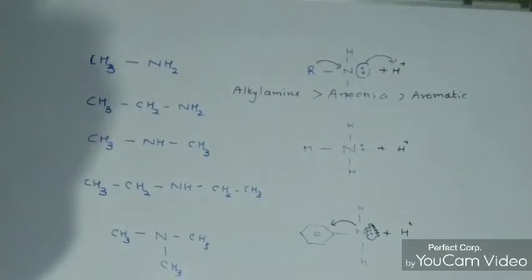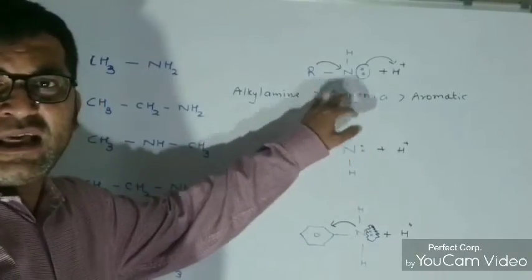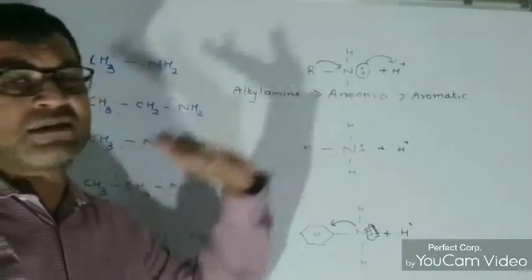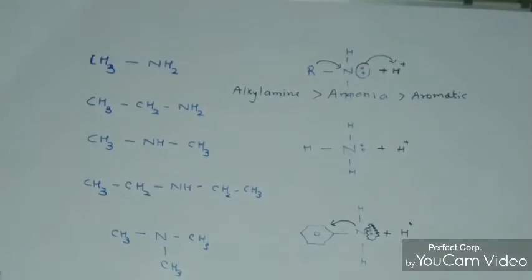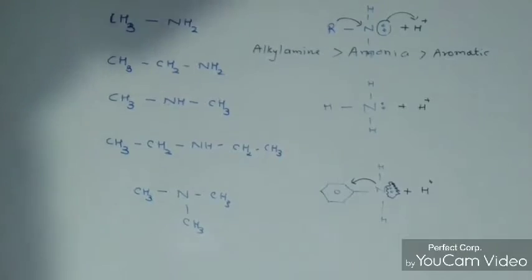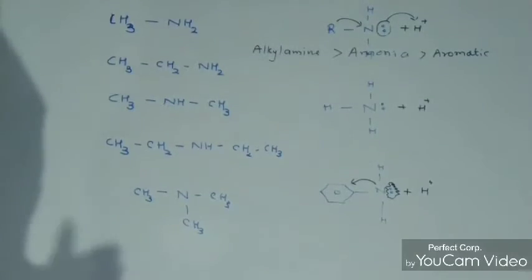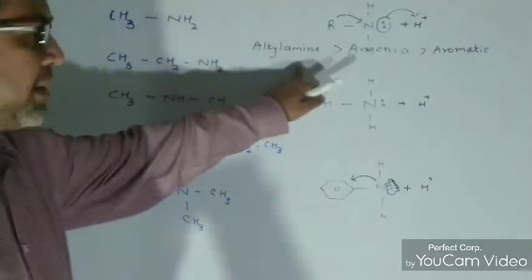Okay. So the alkyl amine is a stronger base than ammonia, and ammonia is a stronger base than the aromatic amines. Here I have taken all the amines group. What have we taken here? Only the amines group, so only alkyl amines, not the others. Here I have taken only alkyl amines. Okay?